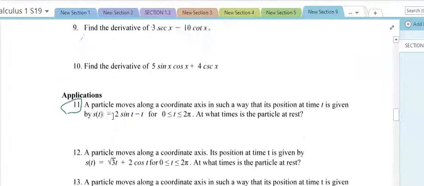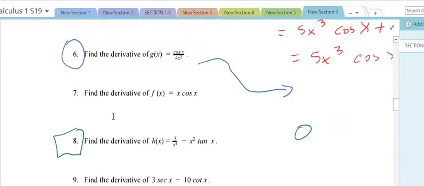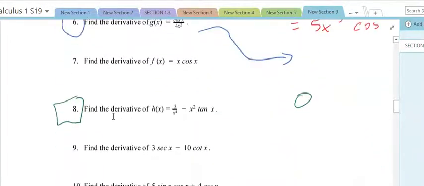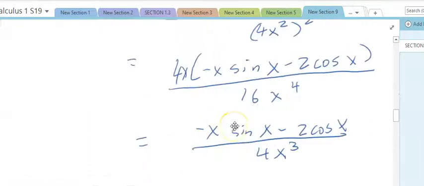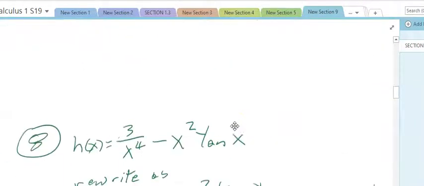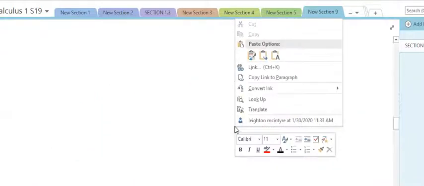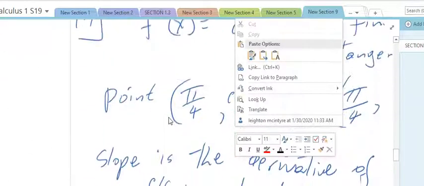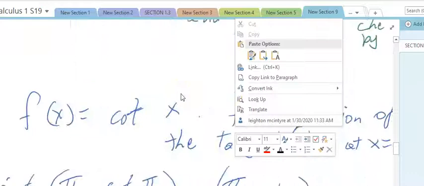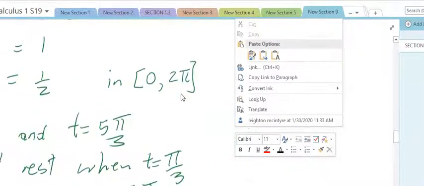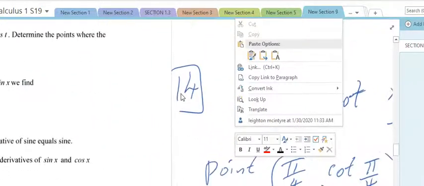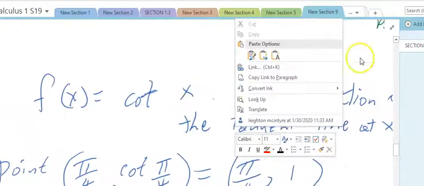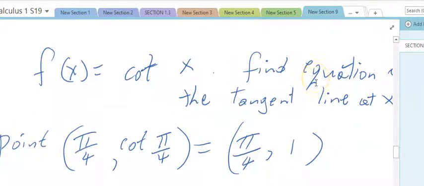Then let's try to look at another problem, number 11. Let's look at number 11. Number 11 says a particle moves. Let's see if we can do that real quick. Okay, let's look at 14 real quick.